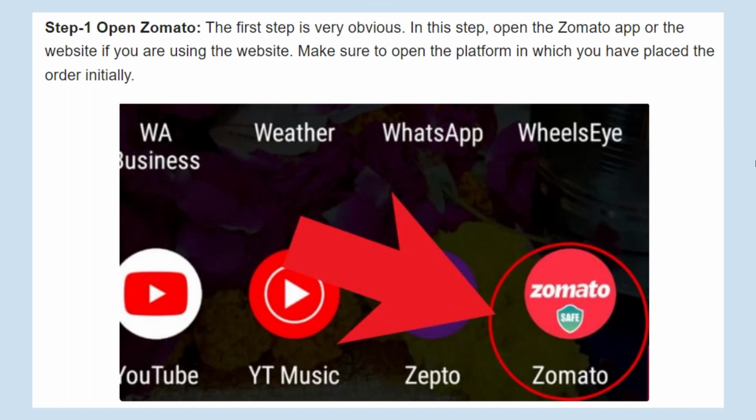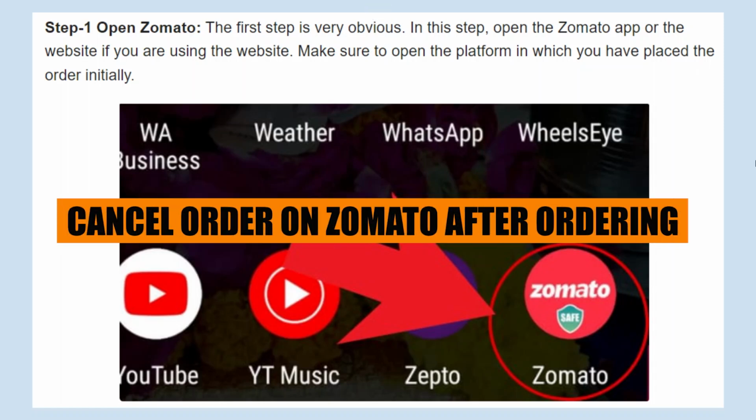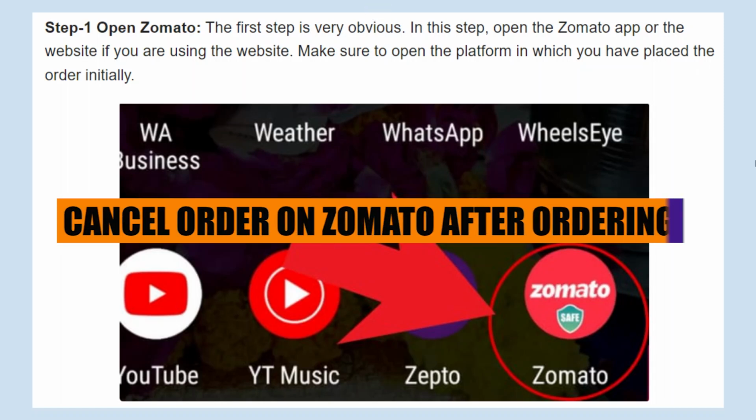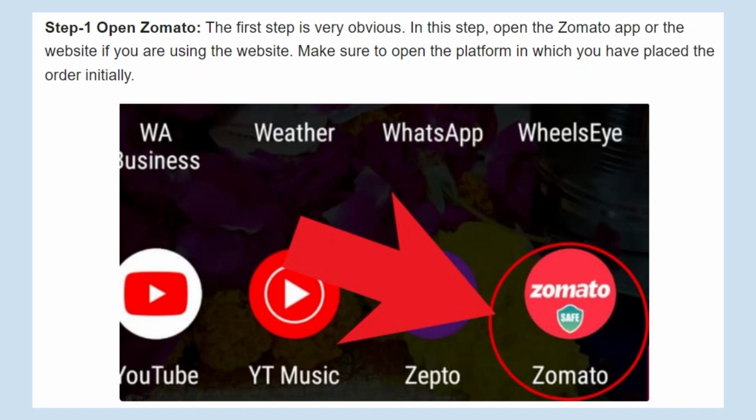I'm going to show you how you can easily cancel an order on Zomato after ordering. The first step is very obvious. In this step, open the Zomato app or the website if you're using the website. Make sure to open the platform in which you have placed the order initially.